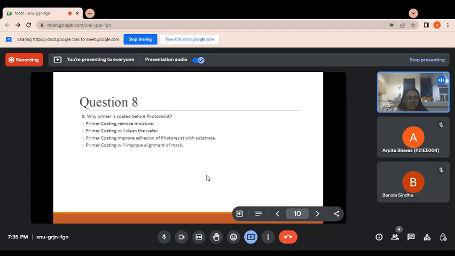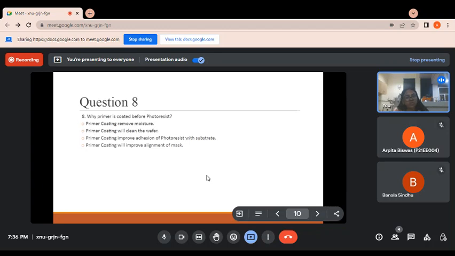So please take your time, then you can give the answer. Think about each and every point here. At first, the first option is not the right answer. Then think about the second option, the primer coating will clean the wafer. Is it possible to clean the wafer with primer coating? Because if you want to clean, there are processes like Piranha, RCA1, RCA2 cleaning. If we want to remove contaminants, IPA is also used, acetone is used. So these types of chemicals are used to clean the wafer.